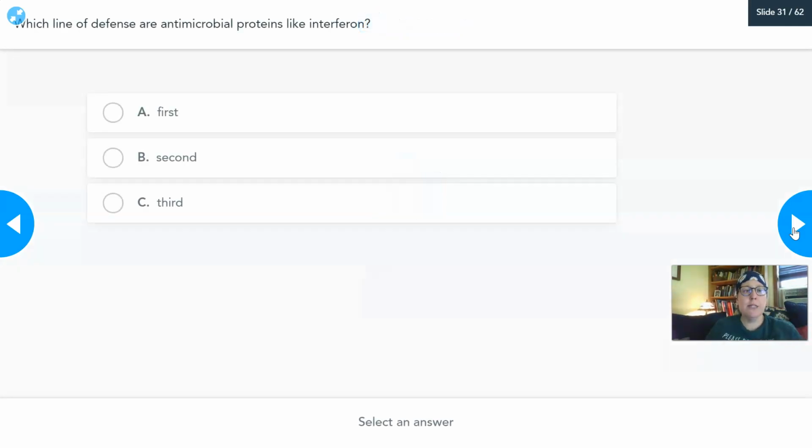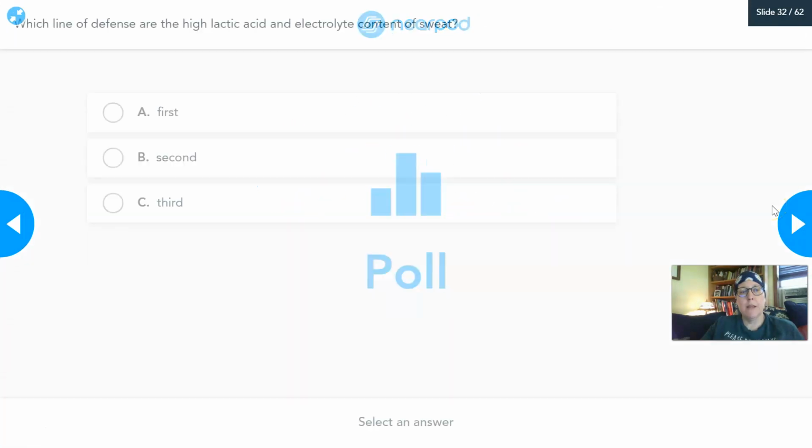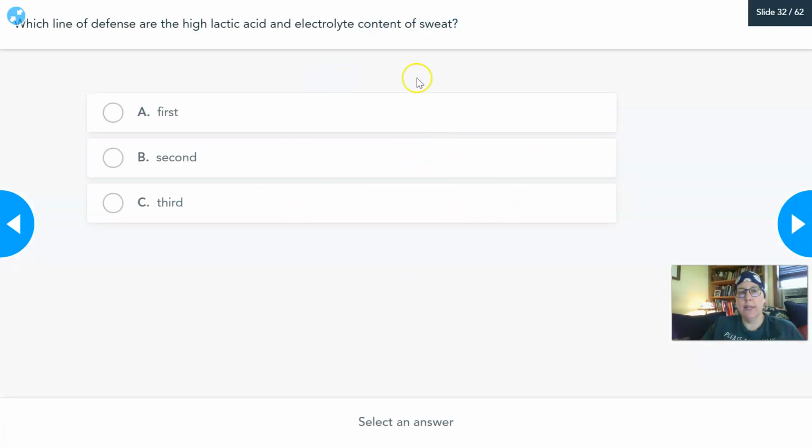Okay, which line of defense are antimicrobial proteins like interferon? Are they first, second, or third? And which line of defense are the high lactic acid and electrolyte content of sweat? Is it first, second, or third?